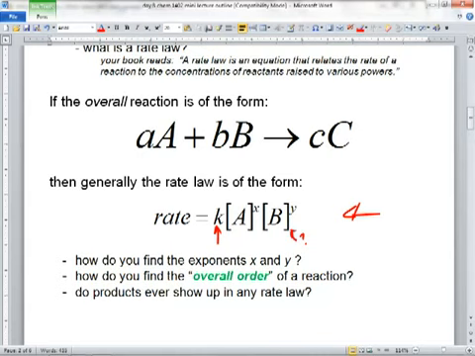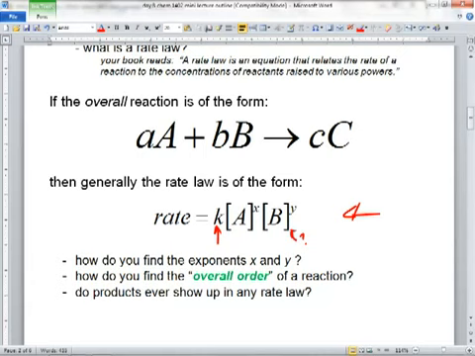The meat of what we're doing today is to find these exponents X and Y. They call them the orders of the reactants. So like X is the order of reactant A. Y is the order of reactant B. The overall order, anybody know? Add up X and Y. And that's the overall order of the reaction. Just add up the exponents.